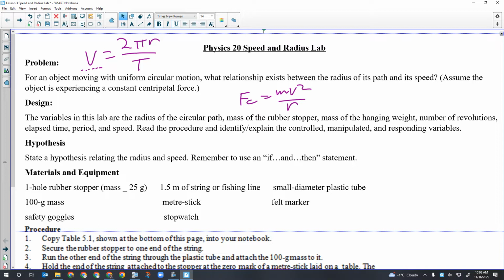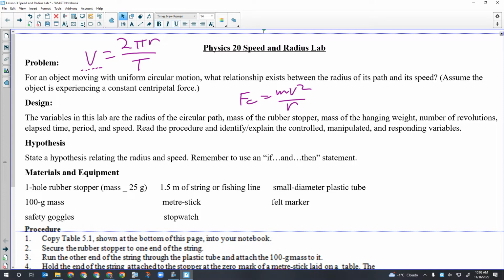What's the purpose of the mass hanging underneath? For the centripetal force? Exactly. It's providing the centripetal force. Remember, that's another one of the things that can affect the speed of the rubber stopper. I can't just hold the string and whirl this thing around and around. If I do that, do I have any idea what the centripetal force is?